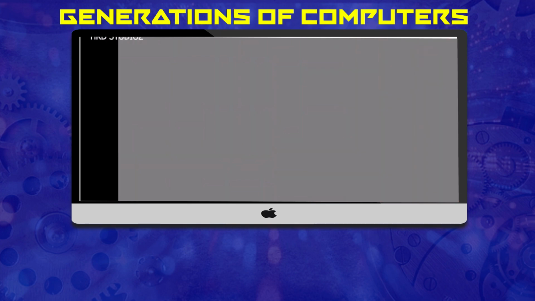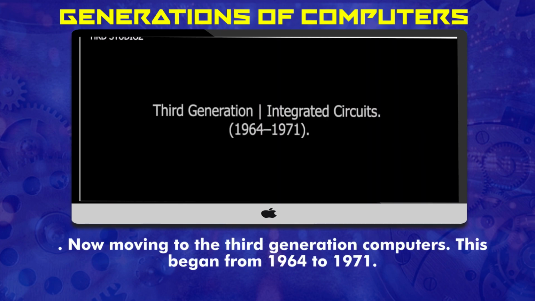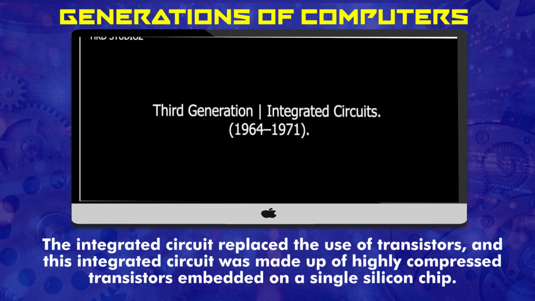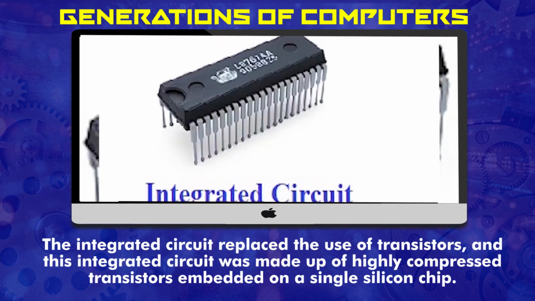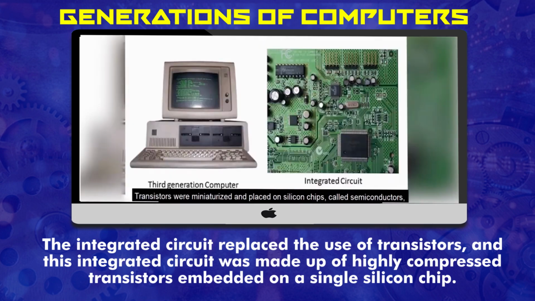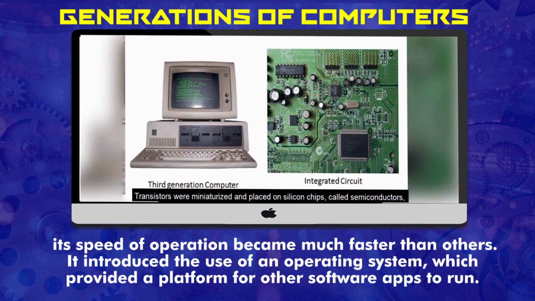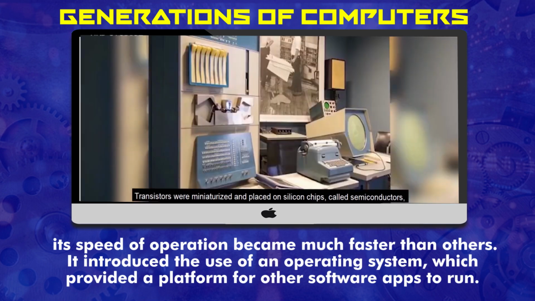Now, moving to the third generation computers. This began from 1964 to 1971. The integrated circuit replaced the use of transistors. And this integrated circuit was made up of highly compressed transistors embedded on a single silicon chip. As a result, its speed of operation became much faster than the previous generations.